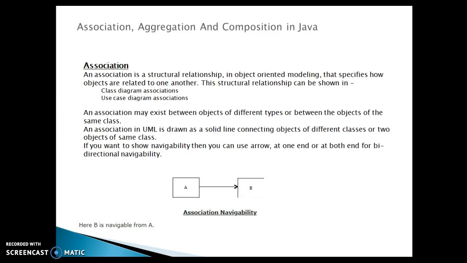There are many types of association. A class can be related to another class in various ways, like one-to-one association, one-to-many, many-to-many, and many-to-one. These are the associations that can exist between classes.